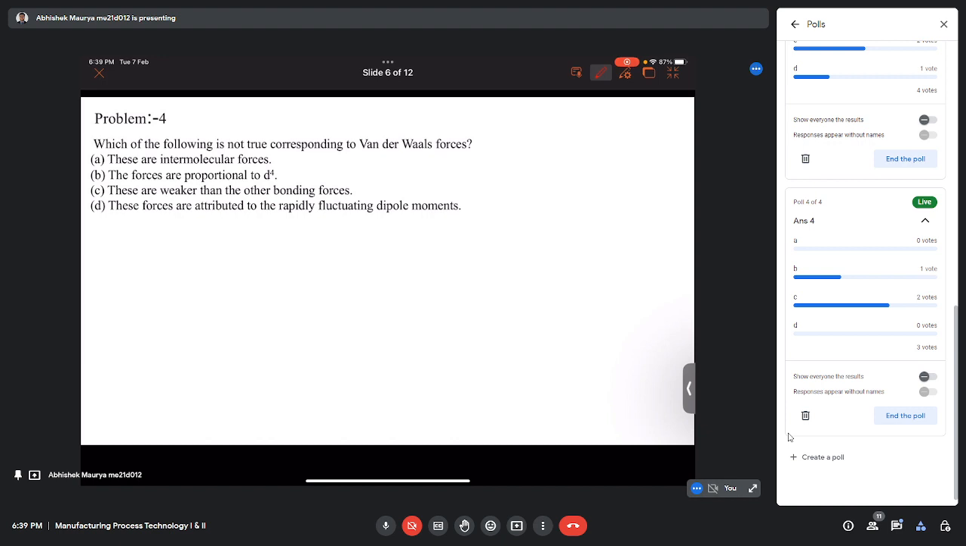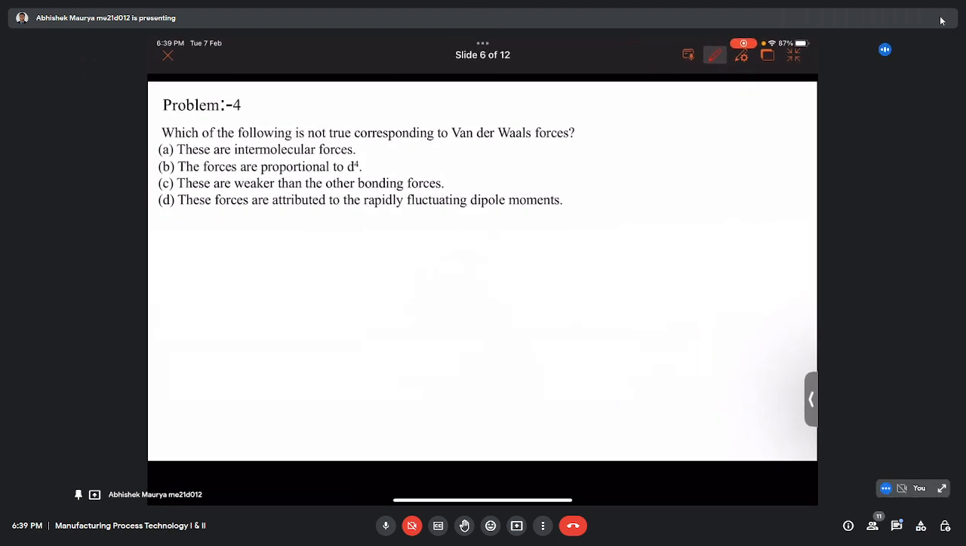Okay, many of you have given your response in the polling section. Let's start discussing the solution of this problem. The problem is: which of the following is not true corresponding to the van der Waals forces? Please note down the word not.